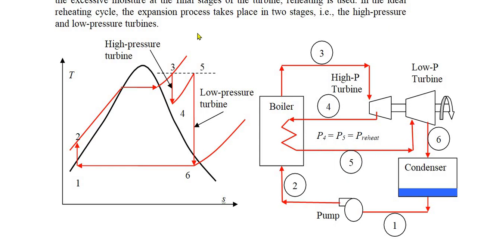Now you can see point 5 and point 3. Point 3 is the temperature at which the steam is entering the high pressure turbine. Then again we are sending it to the boiler for reheating. Again the temperature is increased to the original temperature. At this point we allow the steam to expand over the low pressure turbine from 5 to 6. You can see 5 to 6 is the expansion of the steam in the low pressure turbine, and 3 to 4 is the expansion of the steam in the high pressure turbine. So the 4 to 5 process is the reheating.